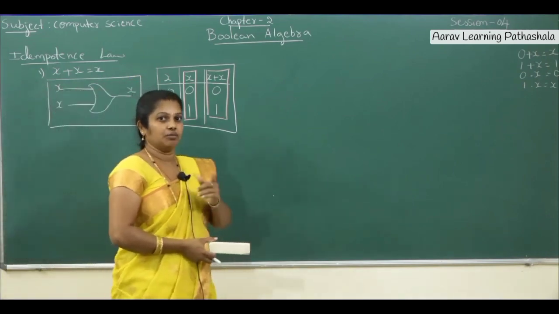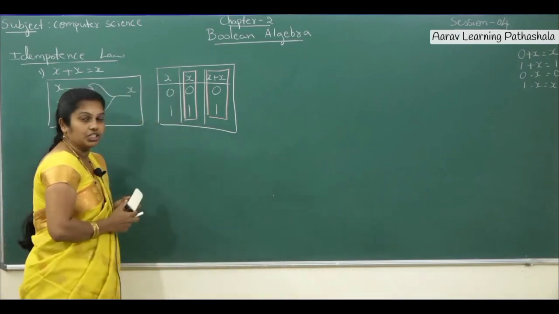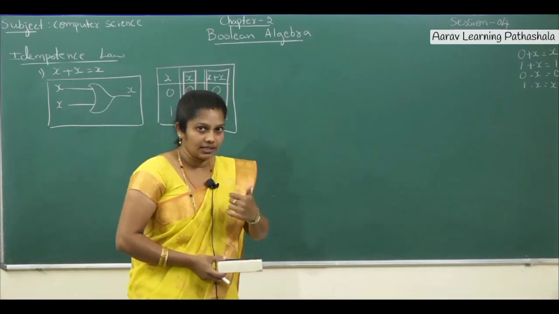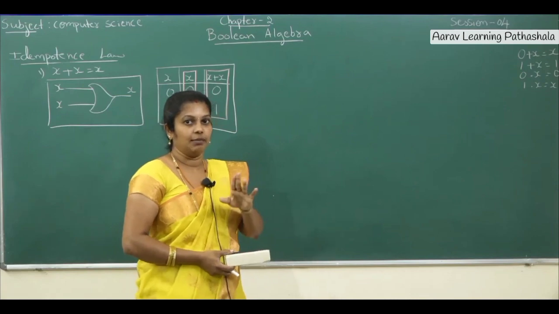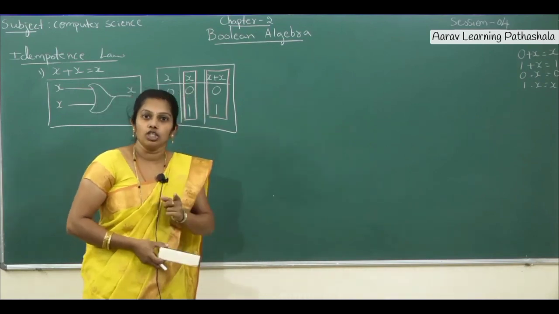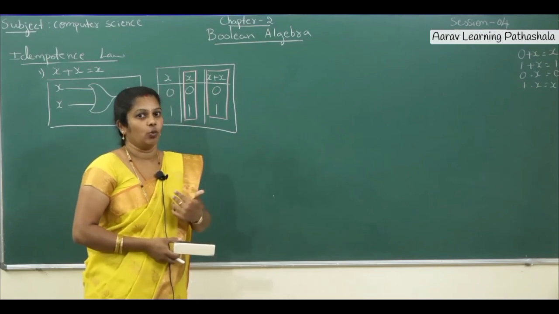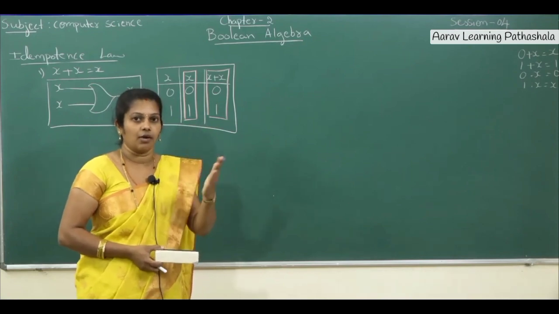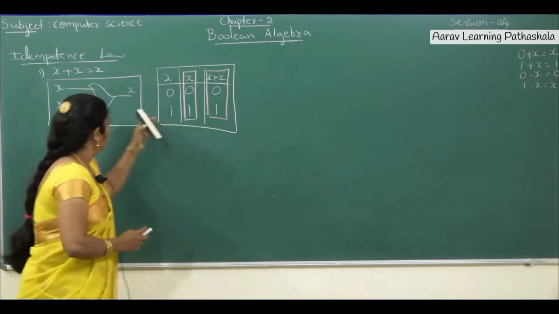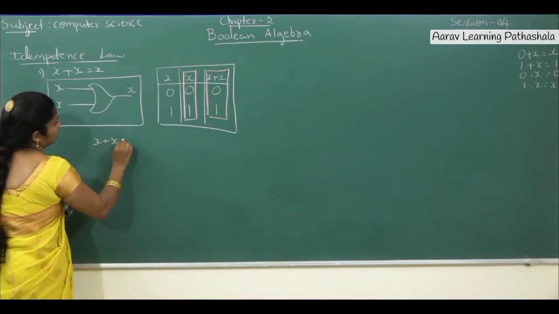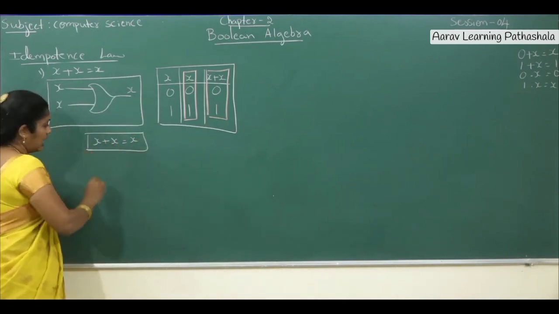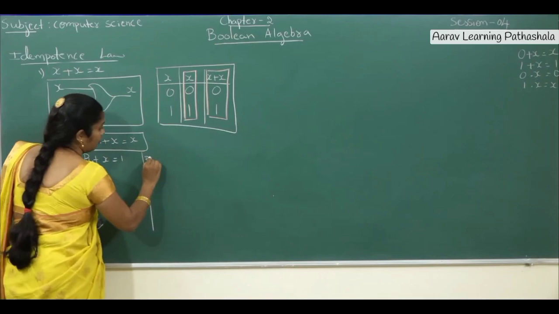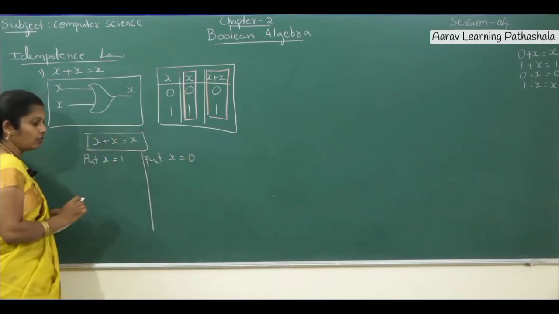Then by using the perfect induction method, you have to solve this. What do you mean by perfect induction method? You put x equals 1 one time and solve, and another time put x equals 0 and solve. That is the perfect induction method, whereas in the algebraic method we solve by using postulates. What is the equation? The equation is x plus x equals x. This is the given equation. Now we will put x equals 1 one time and x equals 0 another time, and solve one by one.